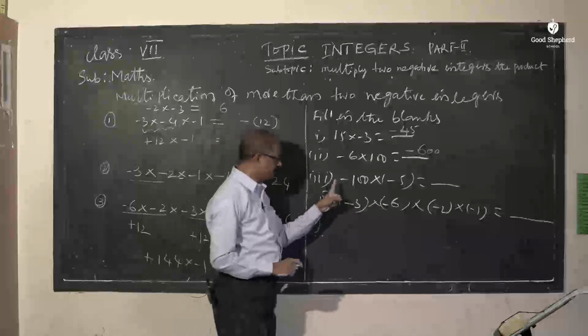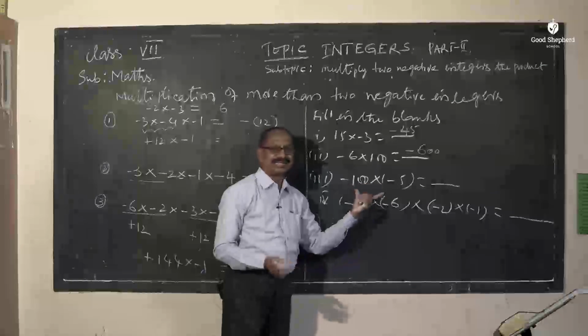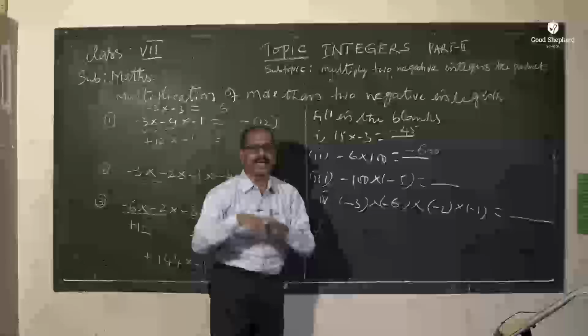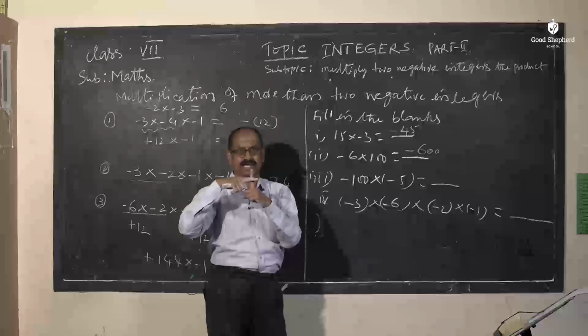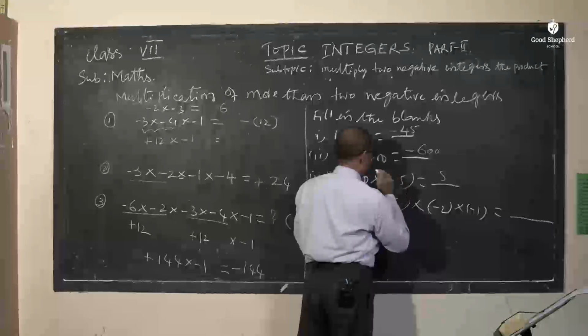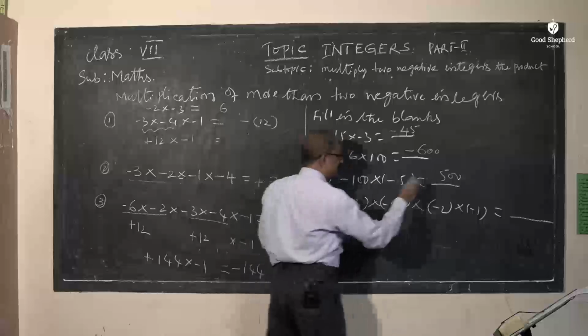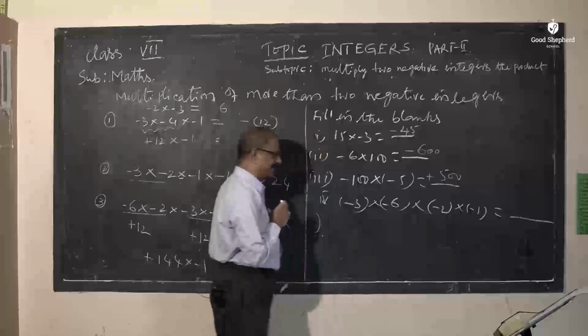Next, both are negative: negative into negative. Both are negative integers. The product of two negative signs gives a positive sign. So 10 5s, it is 100 into 5, it becomes 500, and both being negative signs, we get positive, it becomes 500.